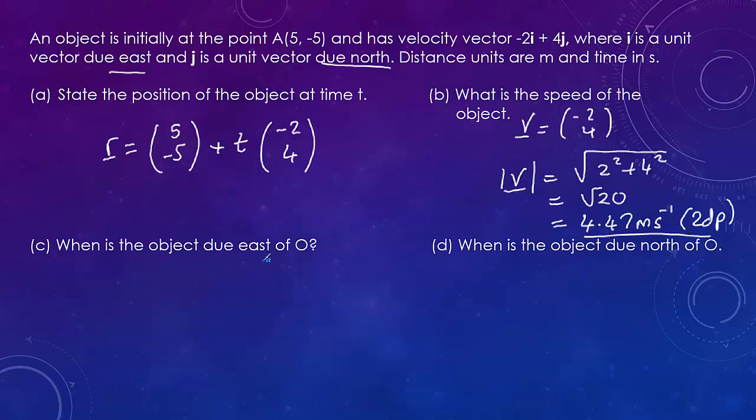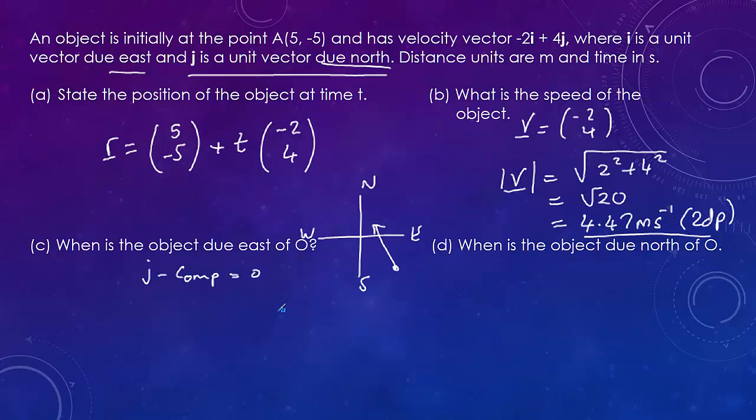When is the object due east of O? Well, in order to be due east, we think about this: east is over here, west, north, south, and the object started down here somewhere and it's traveling in this sort of direction. So therefore, we want the j component to be 0. So it's going to be when the j component is equal to 0. That way, it's neither north nor south. It's only going to be east or west.